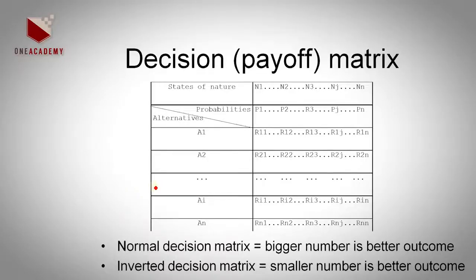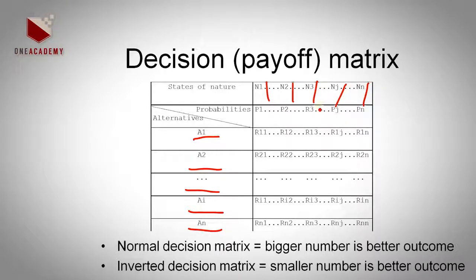To go on, I will need to explain what a decision matrix is. A decision matrix is basically a table where all these requirements that I have explained just now are put together in one place. First of all, we have the alternatives. Each row represents a given alternative that the decision maker should choose from. Each column represents states of nature. So these are the things that are outside of the control of the decision maker.